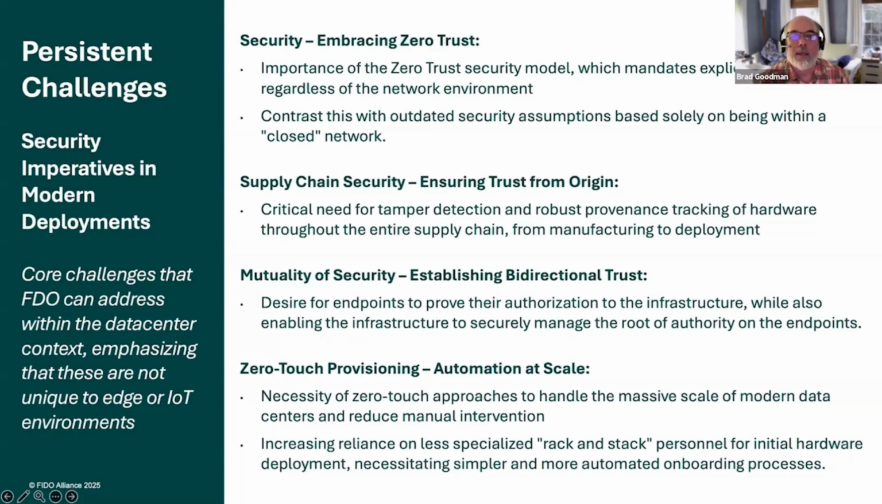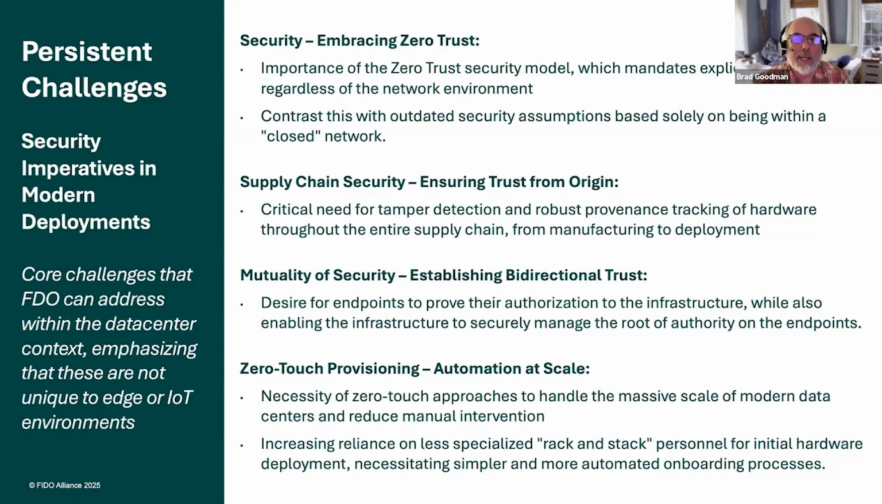There are a lot of other comparable things between edge, IoT and data center: supply chain security, needing to do positive device attestation, tamper detection, even hardware detection, things like that. Mutuality of security is basically just saying there are two sides to that equation. One is proving to a network, an infrastructure and data center that it can trust this new device, but also proving to the device that it's actually in a good state and it can trust the network and the onboarding services that it is associated with.